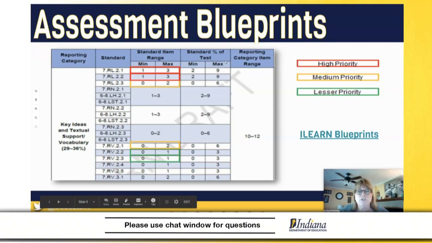Next to the standard item range is the standard percent of test, and this is simply just another way of breaking down that same information. So instead of talking about the number of questions, they're just talking about the percentage of the test that goes to that standard. So hopefully that cleared up any questions you might have. Again, this link is the easiest access to get to those blueprints. And once you get there, I highly encourage bookmarking that page so that you're just a click away from it. Remember, if you have any questions about anything I'm saying, throw it in the chat box and we'll do our best to get those answered.